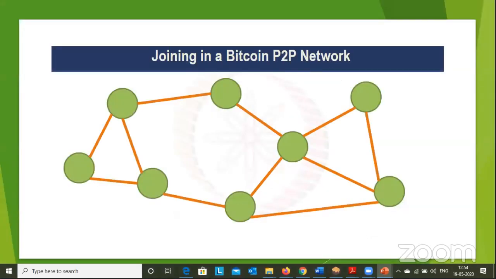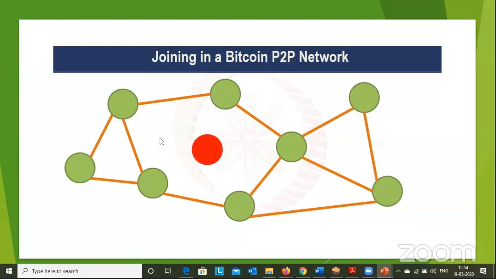So let me demonstrate in detail how we are going to do the mining. You see this slide: joining a Bitcoin peer-to-peer network. Here we have one simple network, and there are nodes which are connected. You can see this second slide: how to join a Bitcoin network. Now there is a red circle. This is the node that wants to join the Bitcoin network.